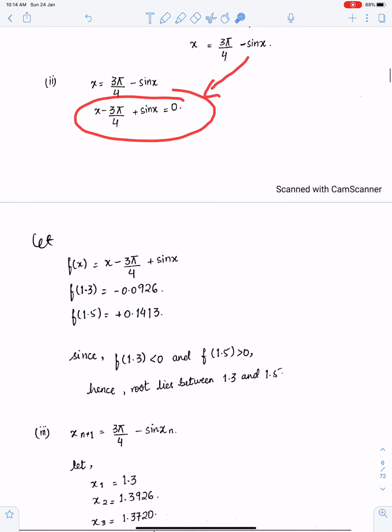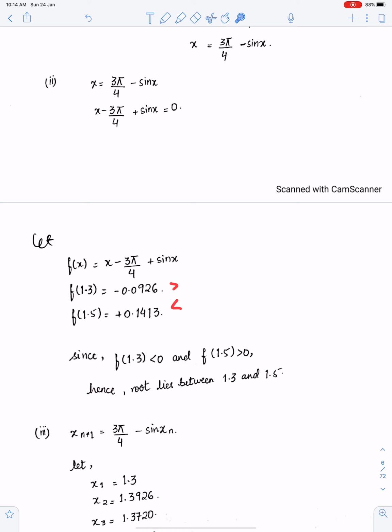Then suppose this equation is f of x, and then use 1.3 and 1.5 in radian mode. One answer must be negative and the other answer must be positive. In any way, you can get this positive and this negative, or this negative and this positive. Right now, this answer is negative and this is positive. Therefore, the root of f of x lies between these two numbers.